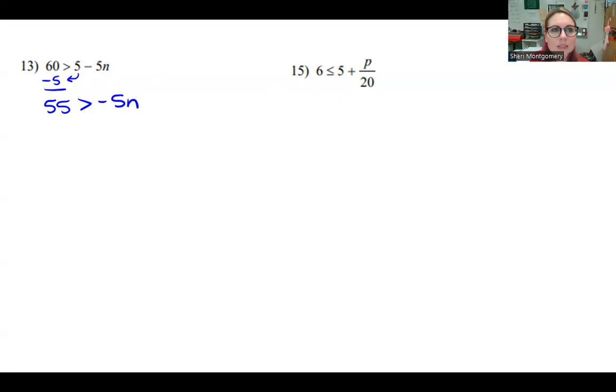And then last step is what? Divide by negative 5. And this is one of those cases where I'm dividing by a negative, so I have to flip the sign. 55 divided by 5, that will be negative what? 11. So I don't care if you write it like that, or if you write it with the variable on this side. If you flip the sides of these, then you have to make sure that you flip that sign. Either one is okay with me.